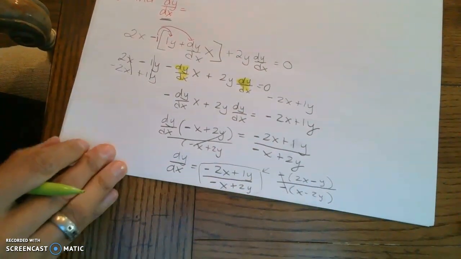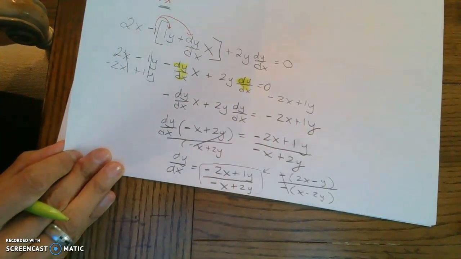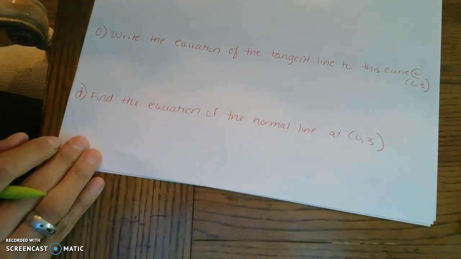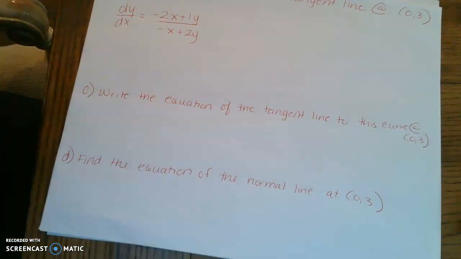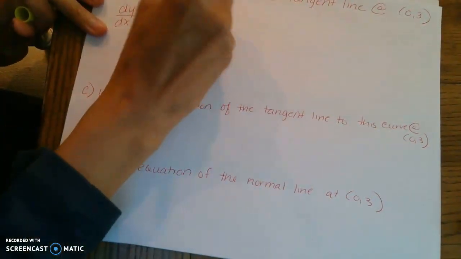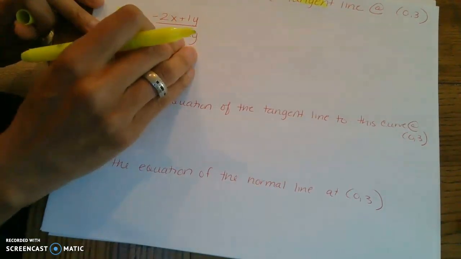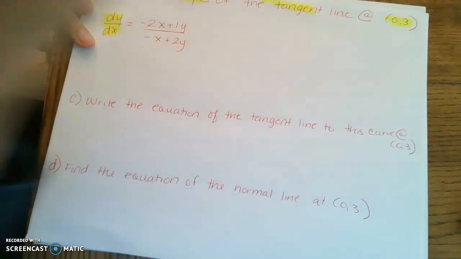So that was the first part, 1a, that was dy dx. The next part of the question says to find the slope of the tangent line. Well, if you see here, finding the slope of the tangent line, you know the slope of the tangent line is the derivative. And we have the derivative, that was already done. And they want us to know at the point 0, 3.